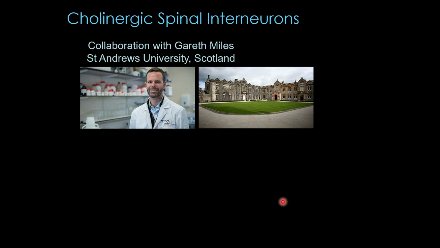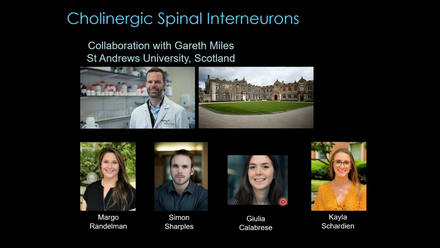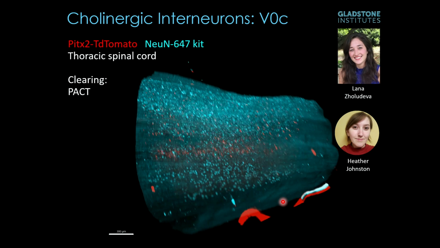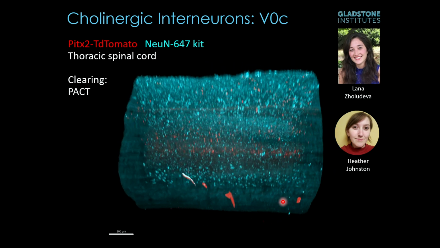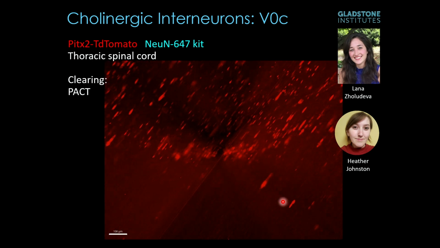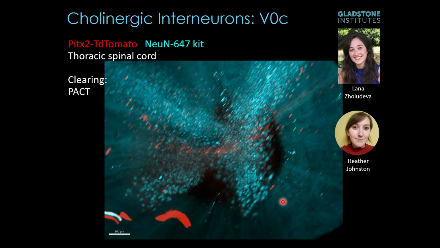In collaboration with a group in Scotland, Gareth Miles's team, people from both his research team and mine have been pairing up to start looking at how these cholinergic interneurons contribute to plasticity after traumatic injury. We're also working with the Gladstone Institute to use tissue clearing approaches to start mapping the distribution of these interneurons, how they might change after injury, and how these neurons are contributing to functional improvement.